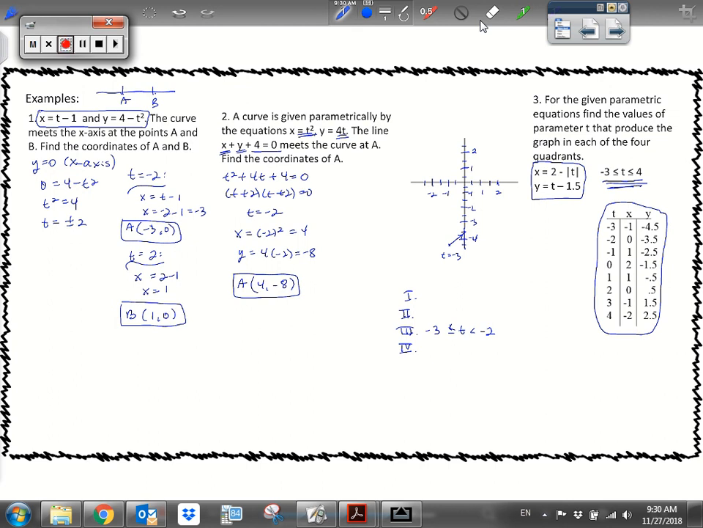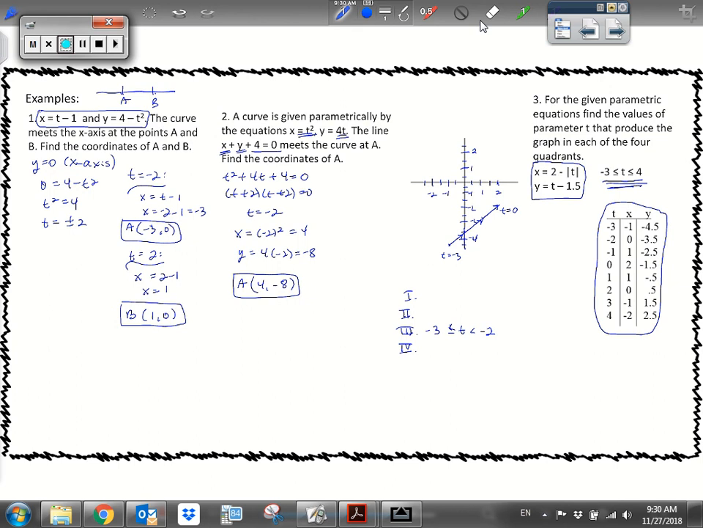So now we have our quadrant 3 taken care of. Let's keep graphing and see where we go. We just did negative 3 and negative 2, so let's do t of negative 1. It puts us at 1, negative 2.5. So here. Then at t equals 0 puts us at 2, negative 1.5. Okay, so it takes us out to here.